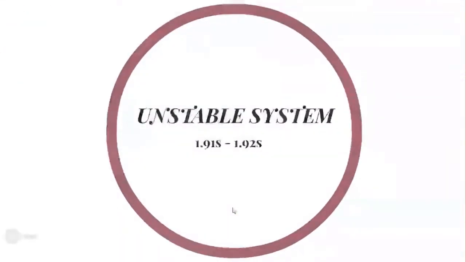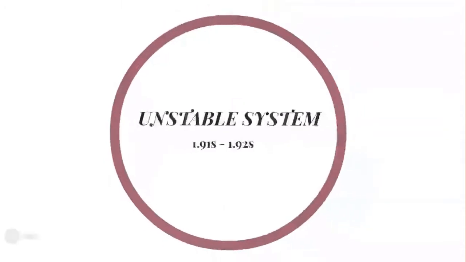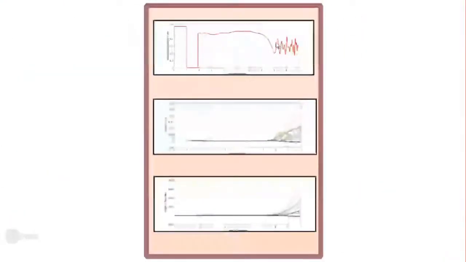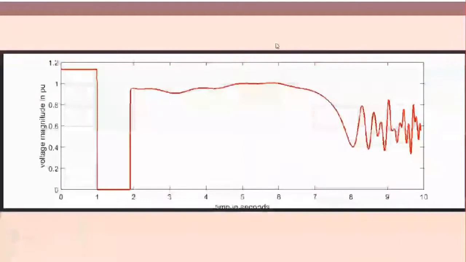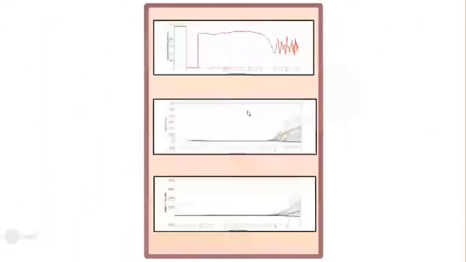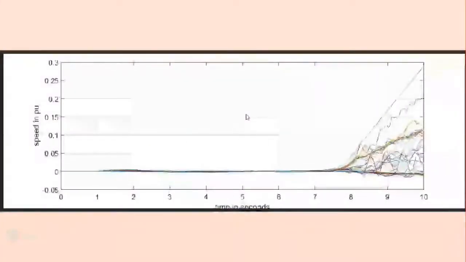Next is the unstable system, where the clearing time duration that we obtain is around 1.91 seconds to 1.92 seconds, and the resulting graph is as shown here. The line response for the voltage magnitude is totally out of shape as it is in an unstable condition, and the rotor speed peak value, as can be seen here, hikes up after 7 seconds in an unstable condition caused by the unusual acceleration.